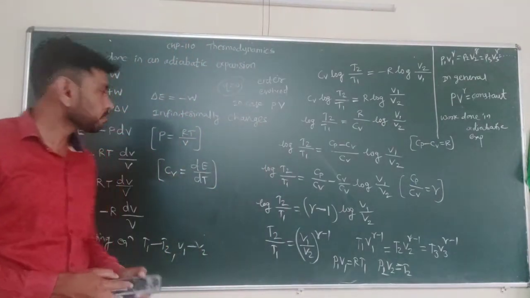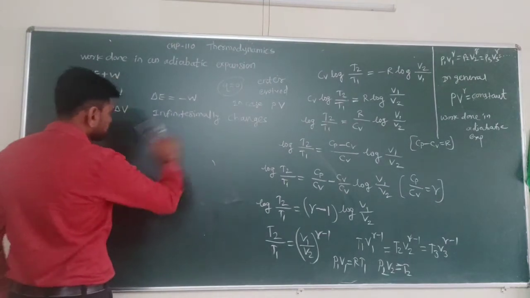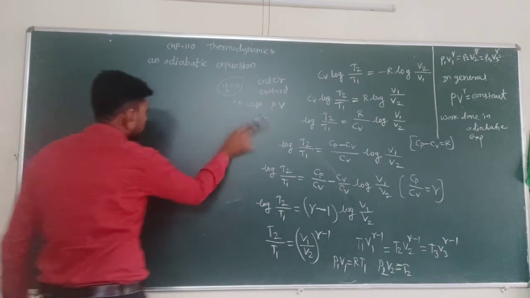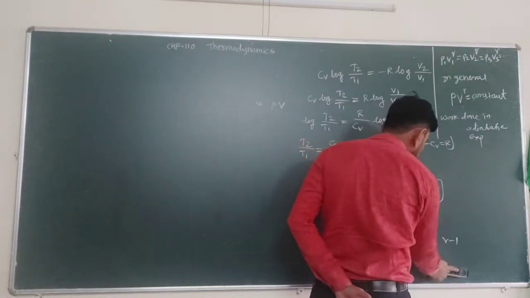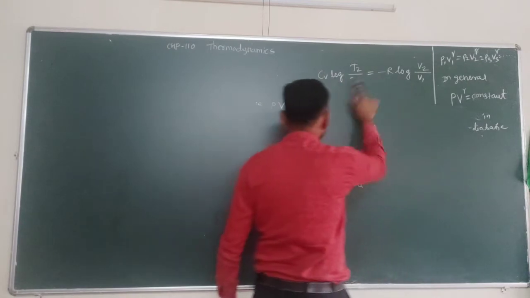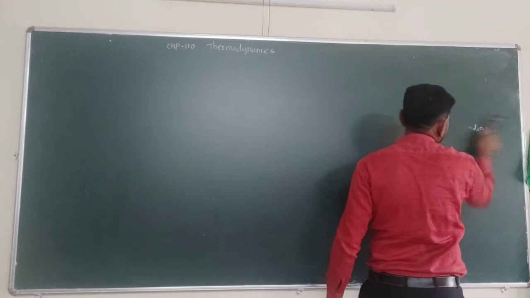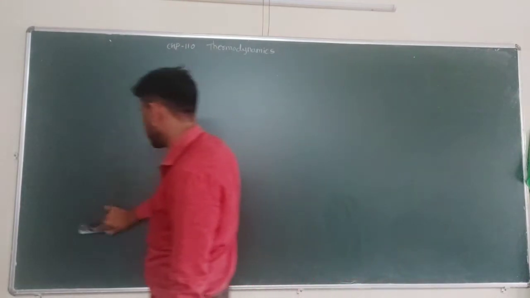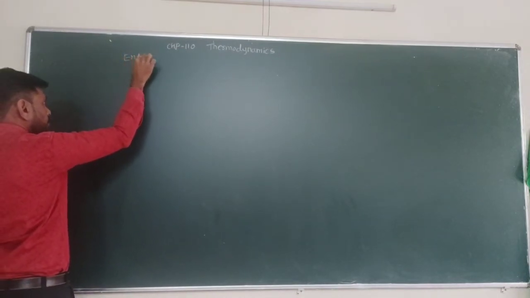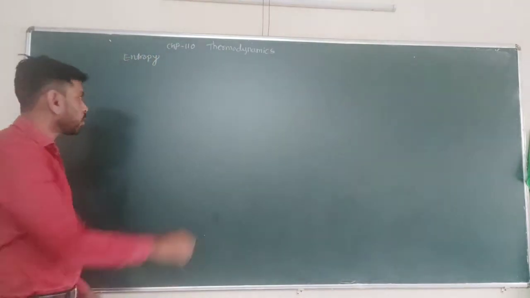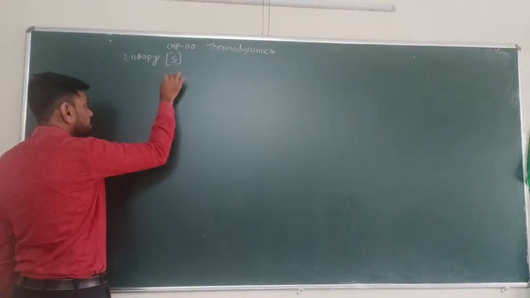Okay, so the next point we have to study is the concept of entropy, an important concept in thermodynamics. In simple words, entropy is the measure of randomness or disorderliness in the system. Entropy is indicated by the symbol S. It is the measure of randomness in the system.